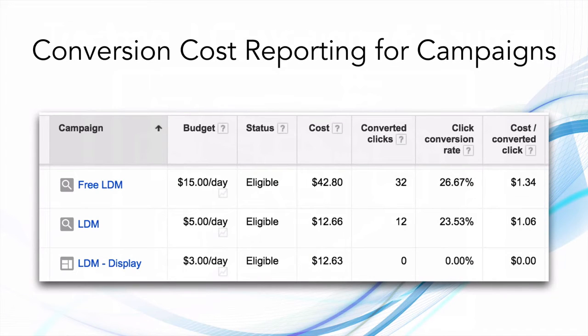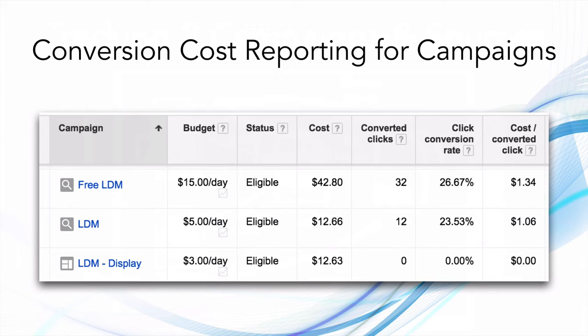So conversion cost reporting for campaigns and conversion tracking inside Google AdWords looks like this. So here you can see there are two campaigns. First one is free LDM and second one is LDM. And you can see that we have spent different amount of budget on both these campaigns. First one is $42, second one is $12. But the first one has got 32 converted clicks, second one has got 12 converted clicks.